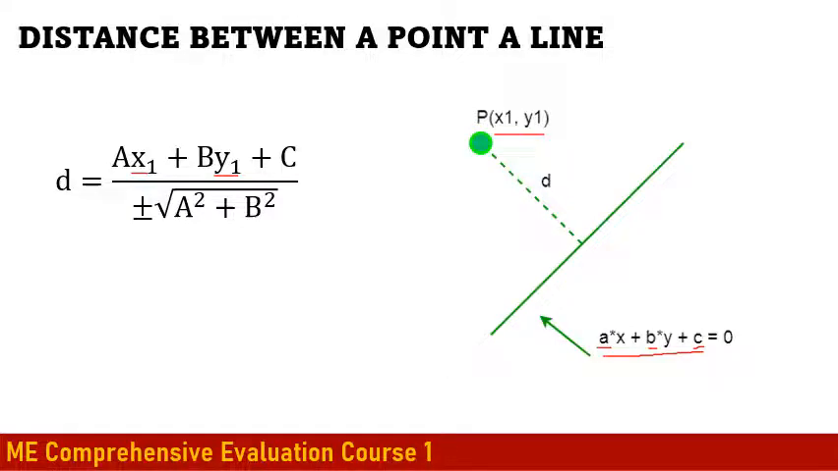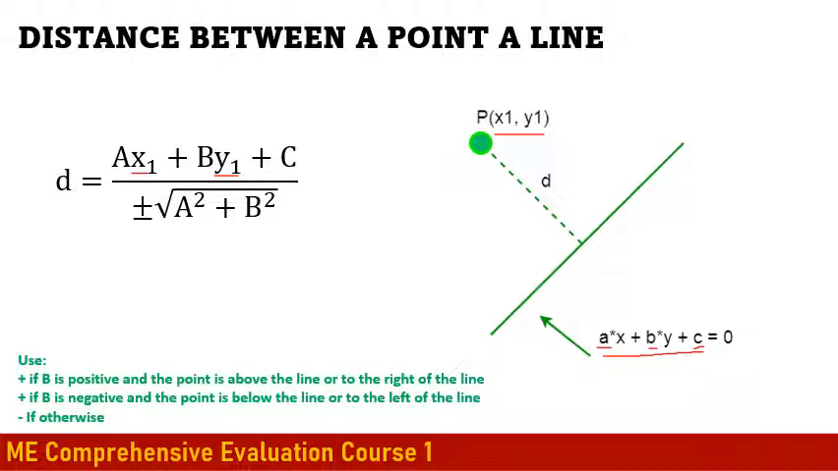In using this formula, we should take note that we can use positive for the plus or minus sign if b is positive and the point is above the line or to the right of the line, just like this one. We will also use positive if b is negative and the point is below the line or to the left of the line. Otherwise, we will use a negative value. Meaning, if it does not satisfy the two cases, then we will use negative for the denominator. That is how we can get the distance between a point and a line.